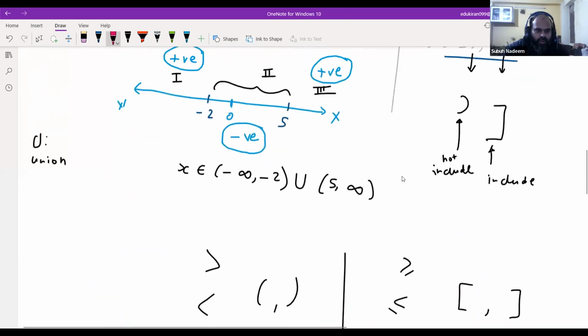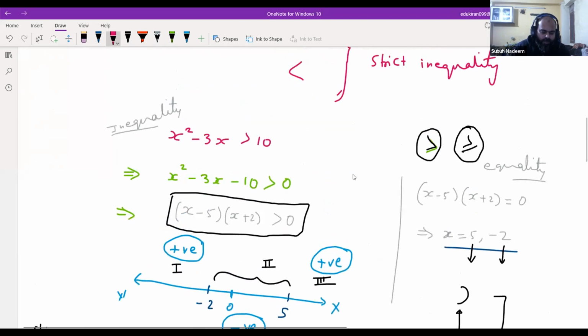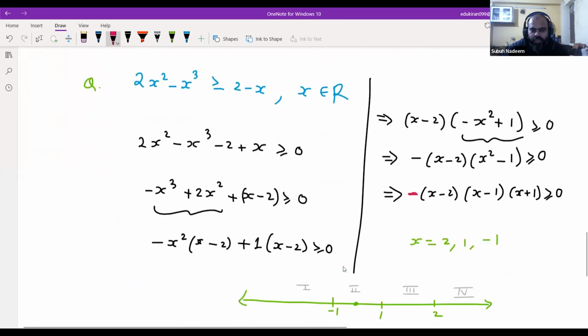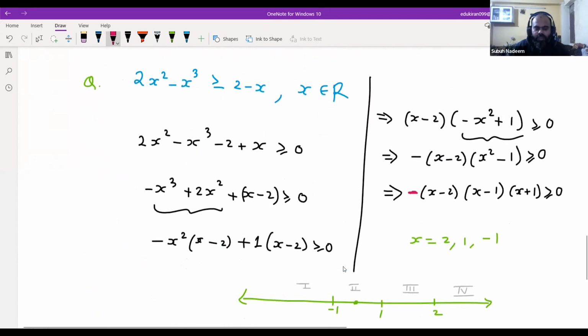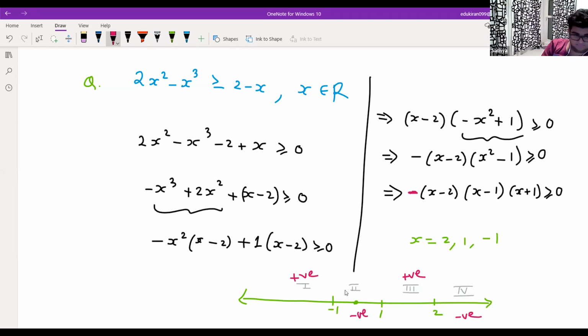Earlier, when we saw, it was x minus 5 into x plus 2. So outside it was positive. So we started with positive from the rightmost region. But here it is negative. So we'll start with negative. So it will be negative first, then positive, then negative, then positive. Isn't it so? Yeah. Okay.